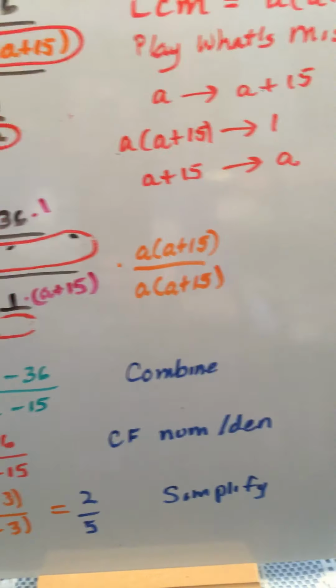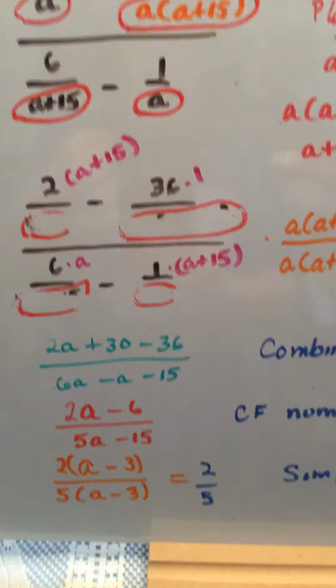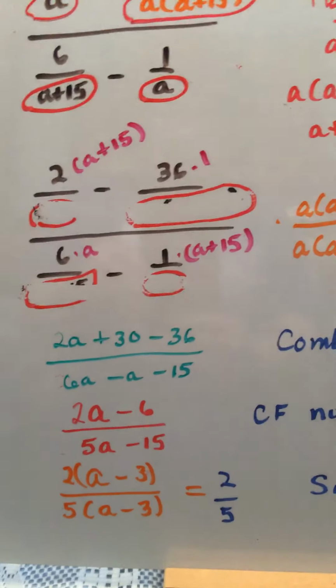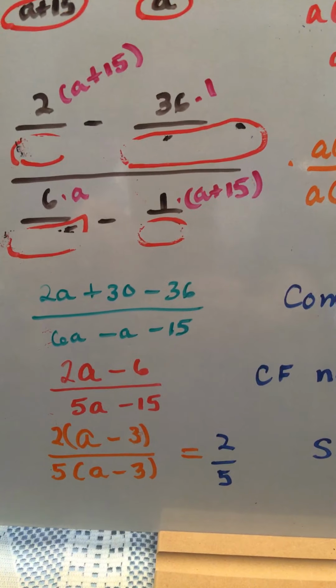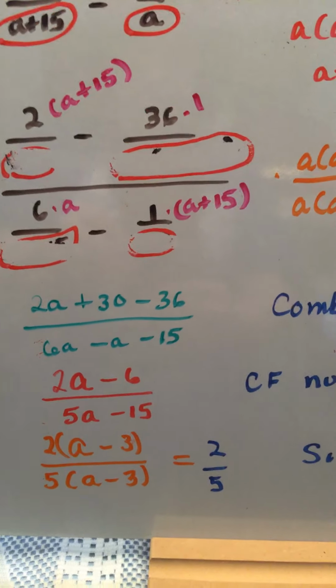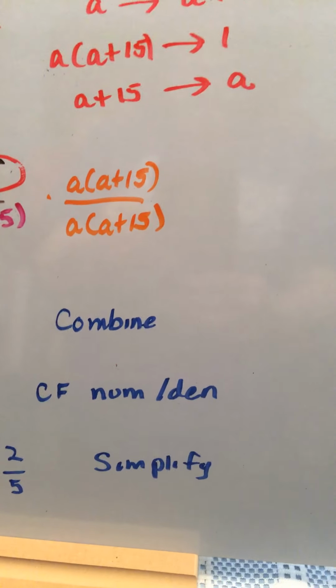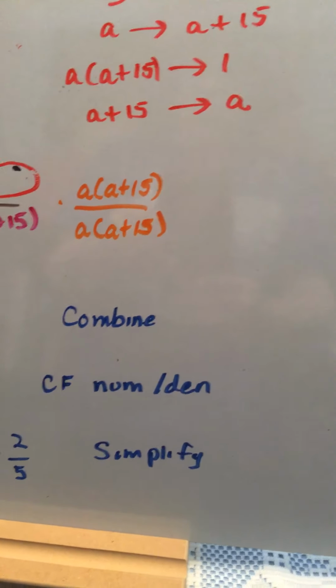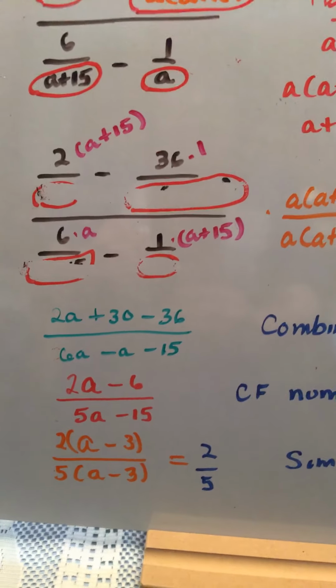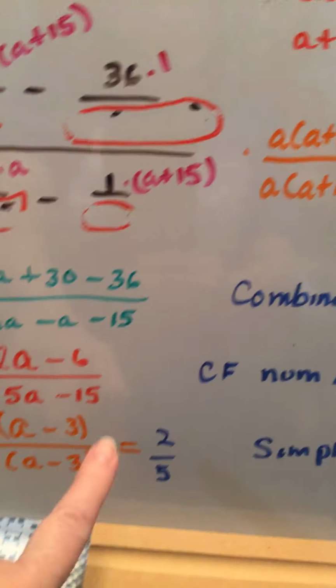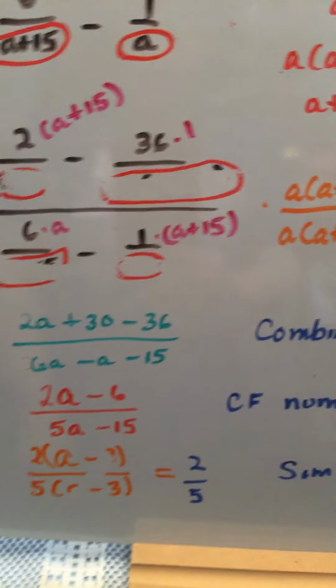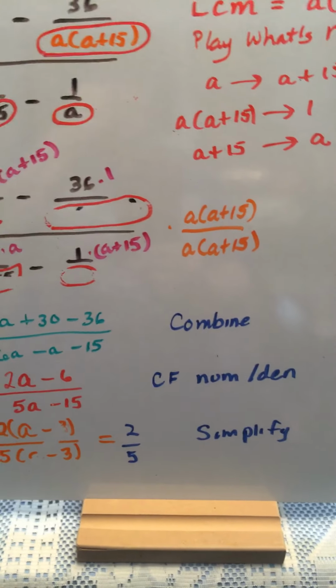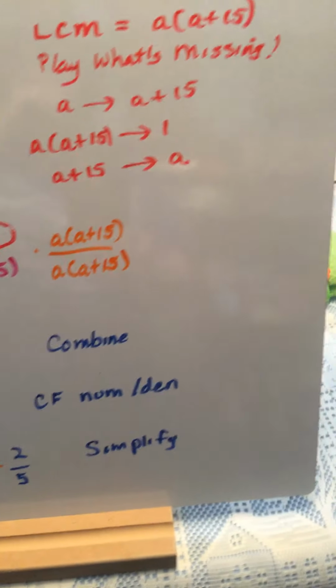I now must combine. I cannot cancel until I've combined everything that I have. So I have 2a minus 6 and 5a minus 15. Again, I can't reduce. I have to common factor the numerator and denominator. And now these quantities match. So now I can reduce them. And my answer is 2/5.